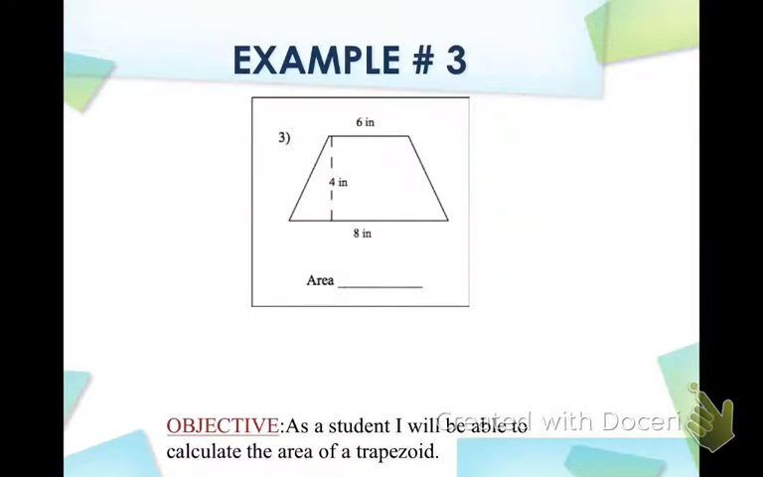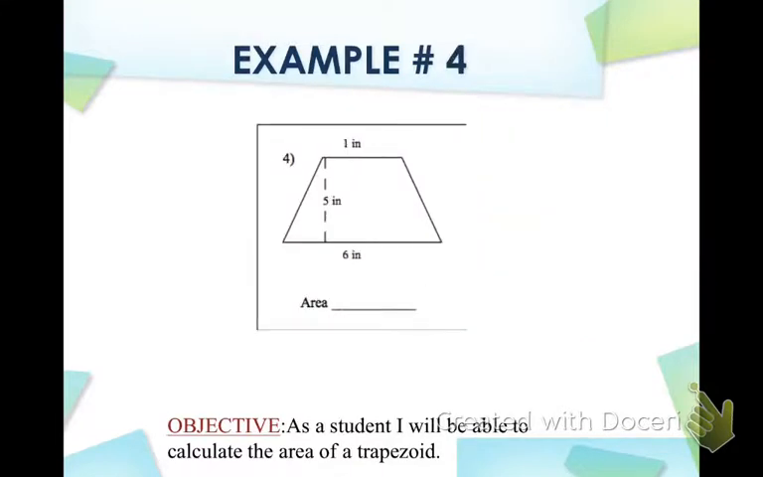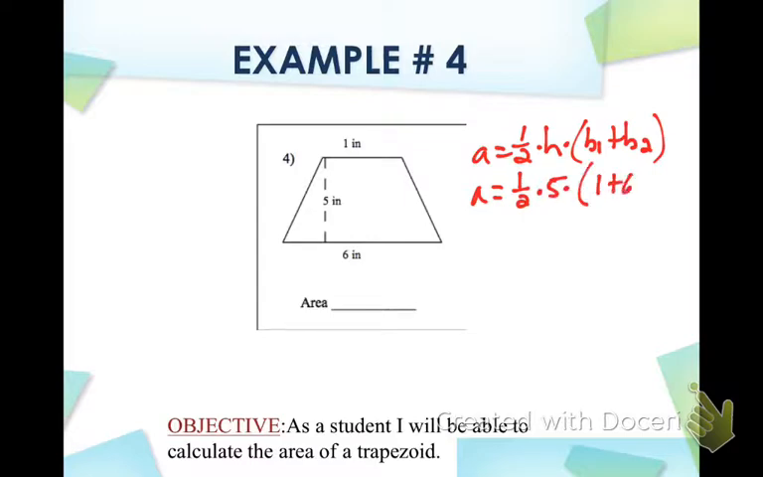Let's move on. Example number 4. Last example for you, and then you're going to do independent practice. Here we go. Area equals 1/2 times the height times base 1 plus base 2. Remember, you're copying it down simply to get that point. Area equals 1/2 times 5 times 1 plus 6. Yuck. All right. So let's go ahead and do that.